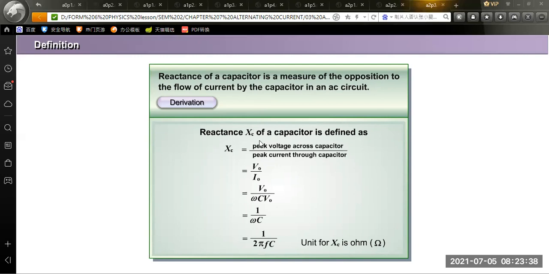So reactance XC of the capacitor is defined as the peak voltage across the capacitor over the peak current through the capacitor. XC is equal to V0 over I0, where I0 is equal to omega C V0. So this means that the V0 and V0 cancel, and at the end 1 over omega C, or XC, the reactance, is equal to 1 over 2 pi F C.